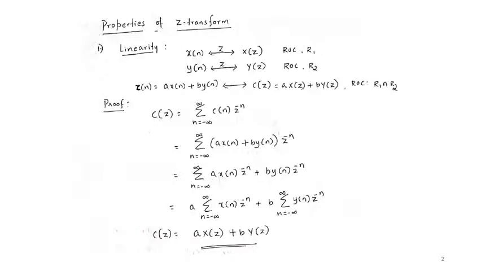So we'll discuss the properties of Z transform. The first property we'll discuss here is linearity. To prove the linearity property, we should know the law of superposition. It states that the weighted sum of the input signal should be equal to the weighted sum of the output signal.